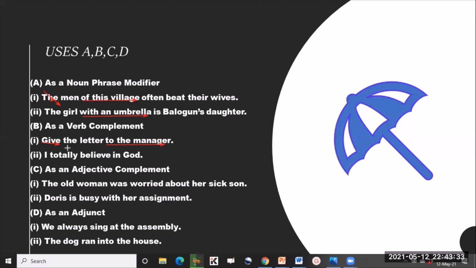Give the letter. And somebody will ask you the question, to whom? All right? Give the letter. What do you mean by give the letter? Give the letter to whom? The meaning is not complete. This action is still looking for something to complete it. When you say give the letter, something is still missing.